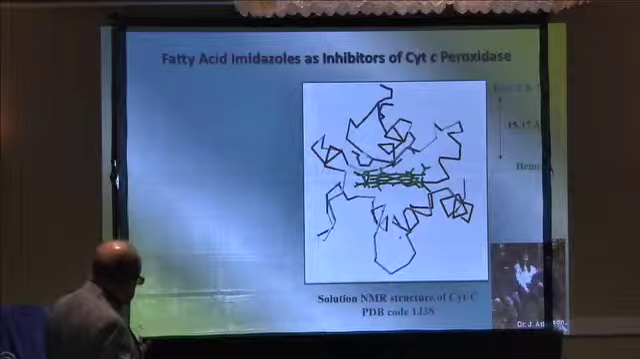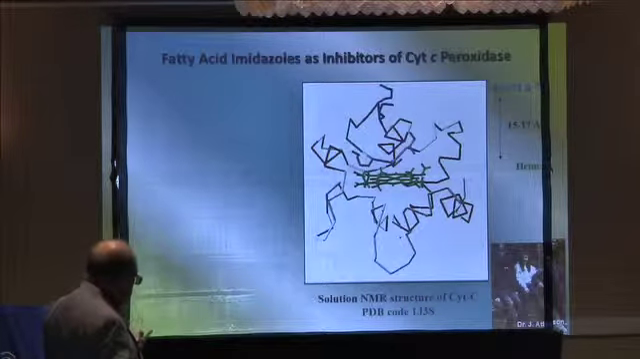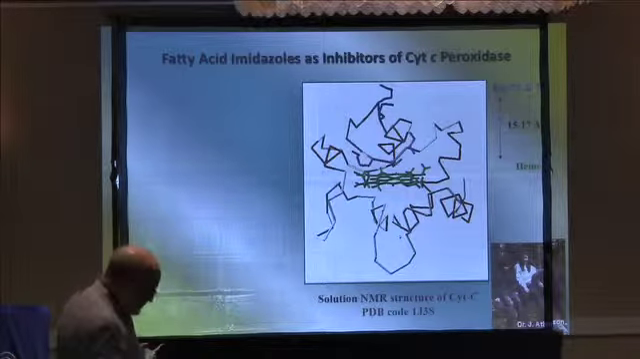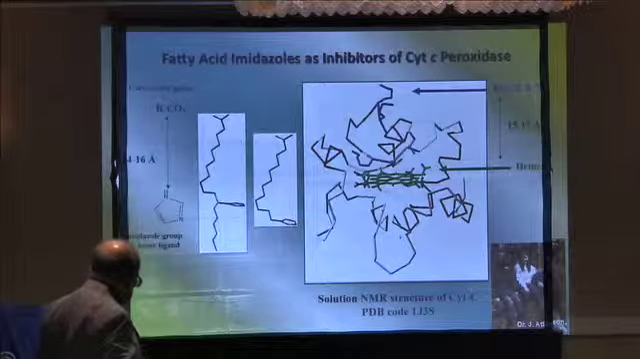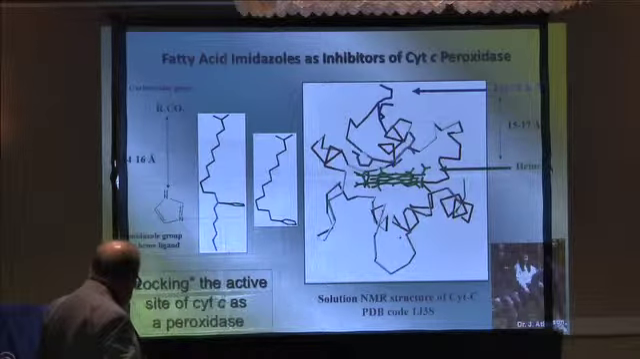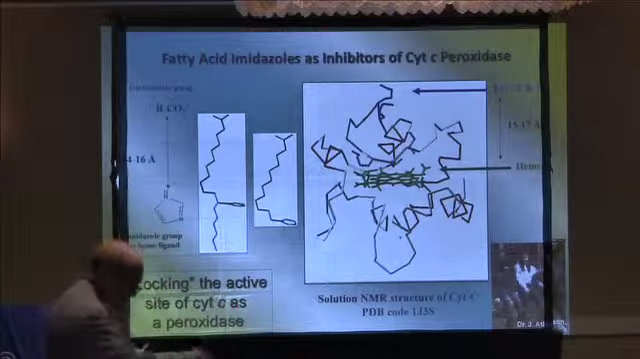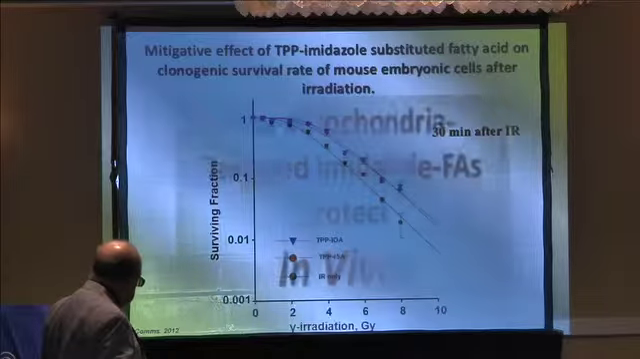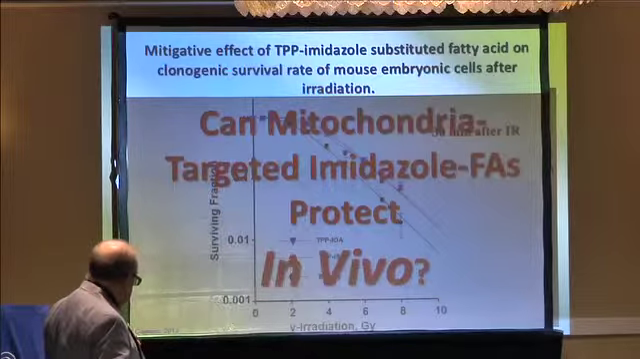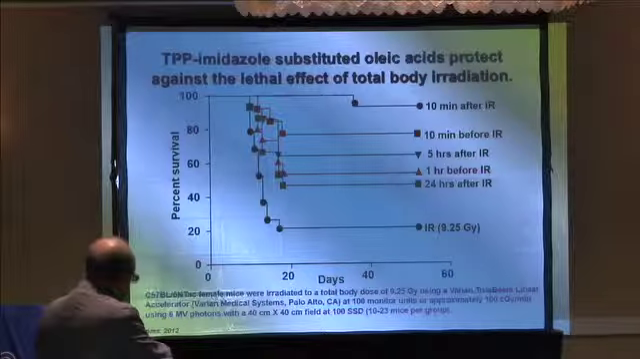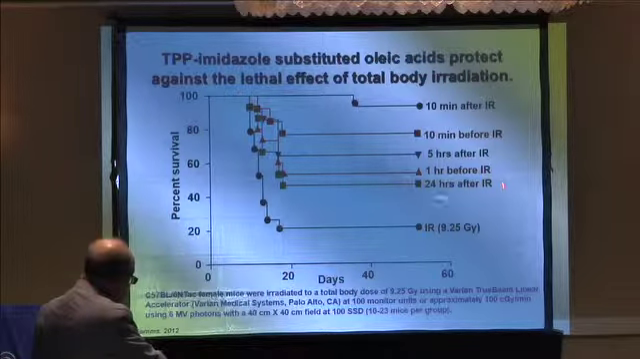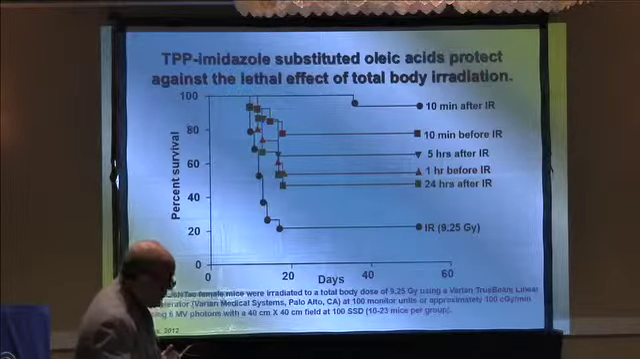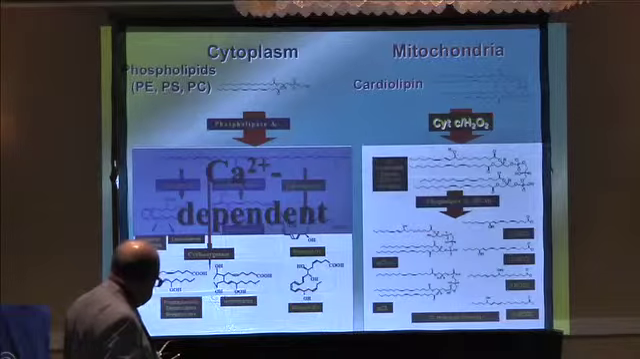Another way to do it is to build molecules that will regulate heme iron orientation and coordination in mitochondria. You can lock the active site of cytochrome C and prevent it forever from becoming a peroxidase. In this case, too, you can protect mitochondria and animals against irradiation damage, as shown here, even 24 hours after irradiation. So there's still significant protection. I guess I have to finish here, although I have a small other piece.